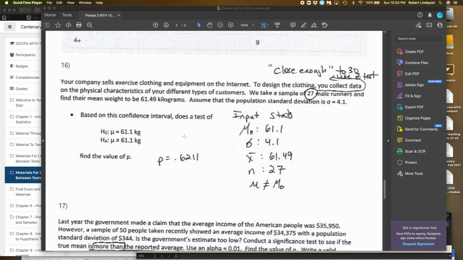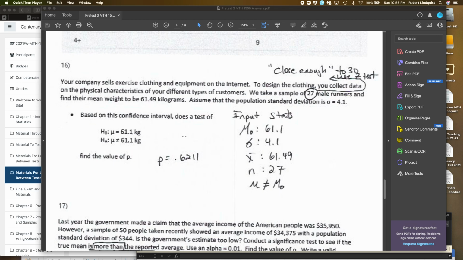Okay, number 16. Your company sells exercise clothing and equipment on the internet. To design the clothing, you collect data on the physical characteristics of your different customers. You take 27 male runners. It's close enough to 30, I think, to use a Z-test. You find their mean weight to be 61.49 kilograms. Assume the population standard deviation is 4.1. Based on this confidence interval, does a test of the null hypothesis that it equals 61.1, and the alternative is that it does not equal, find the value of P.